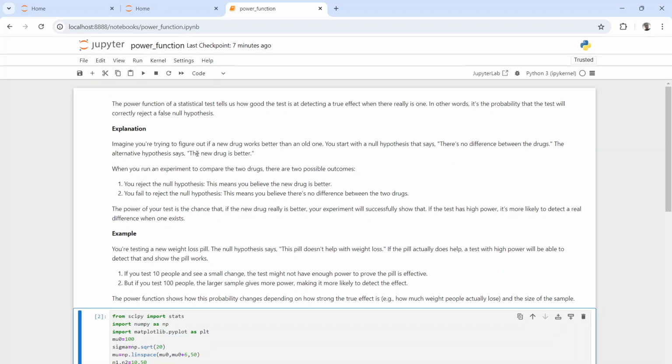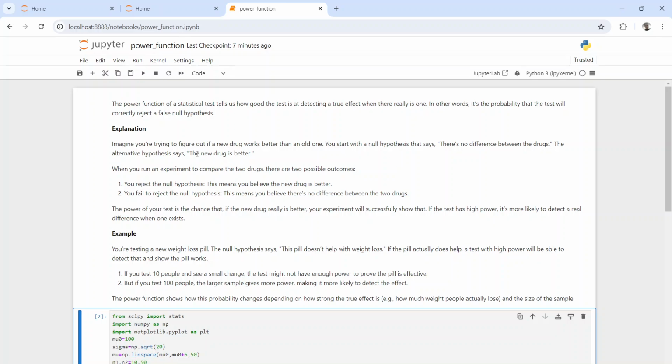Now imagine a scenario in which you are trying to figure out if a new drug works better than the old one. You start with a null hypothesis, which says that there is no difference when compared to the old drug, while the alternate hypothesis says that the new drug is better.